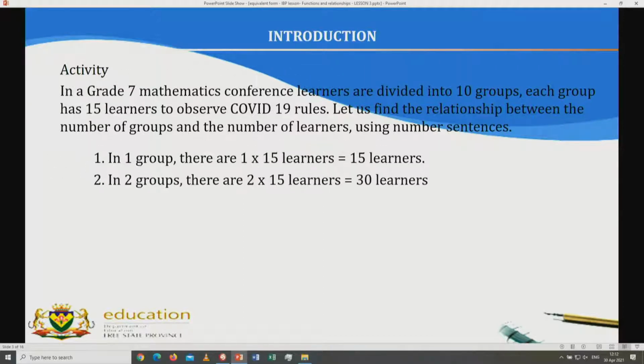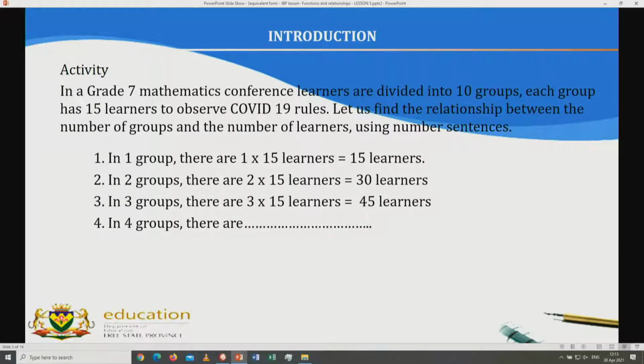In group number 2, there are 2 multiplied by 15 learners. We will then be having 30 learners. In group number 3, there are 3 multiplied by 15 learners. We will then be having 45 learners. Then in group number 4, that is where we are going to find the number sentence. It's the same as the first 3 answers. We will be having 4 multiplied by 15, which equals 60 learners.